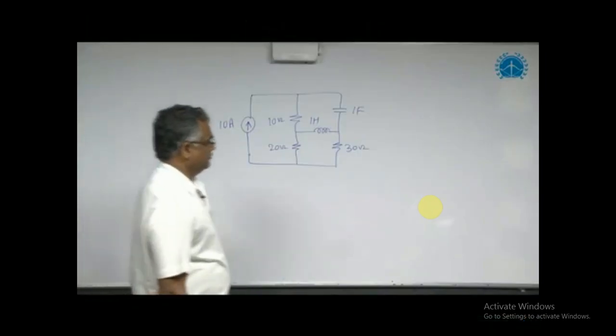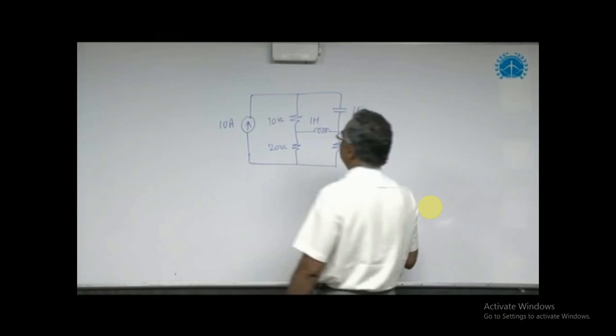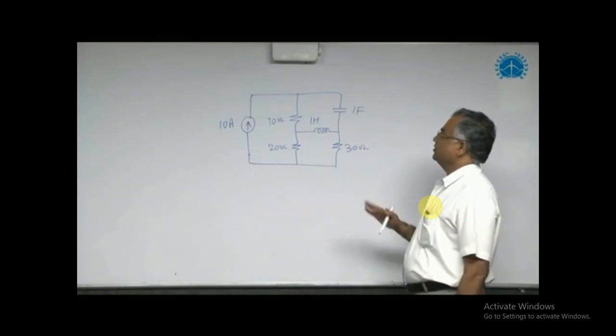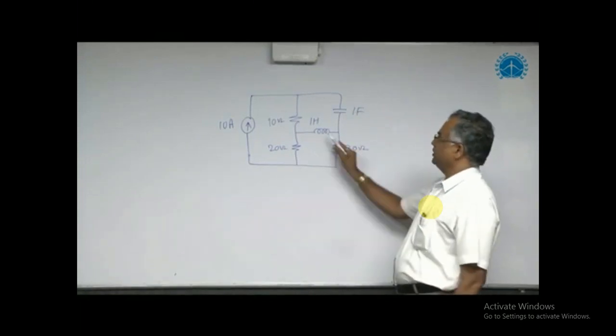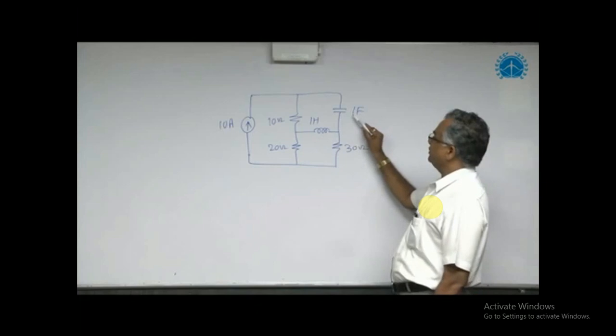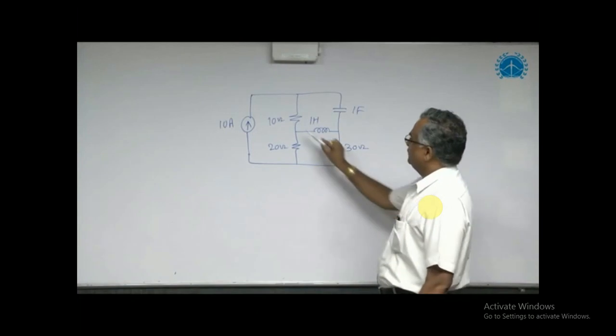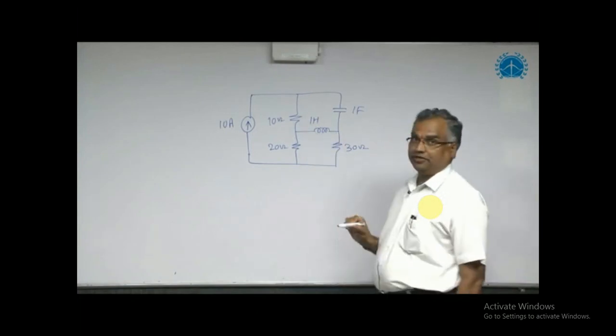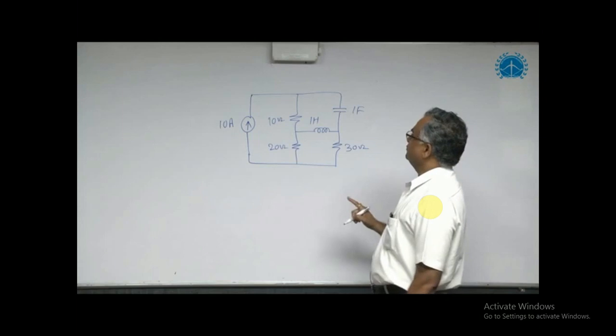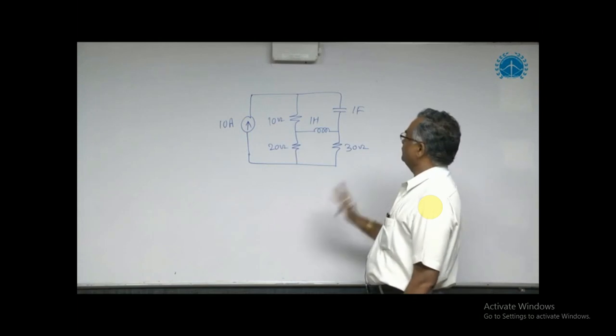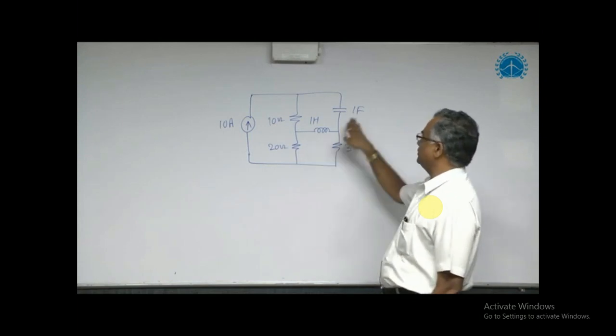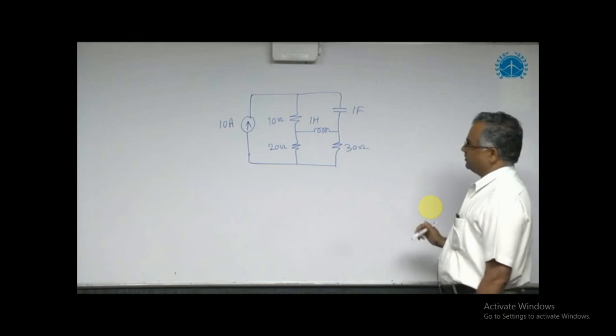In this problem, total energy stored in the circuit. Which element will store the energy? Inductor will store energy. Capacitor also stores energy. All other resistors only dissipate the energy. So as per the question, for total energy stored, we should consider energy stored in inductor plus energy stored in capacitor.